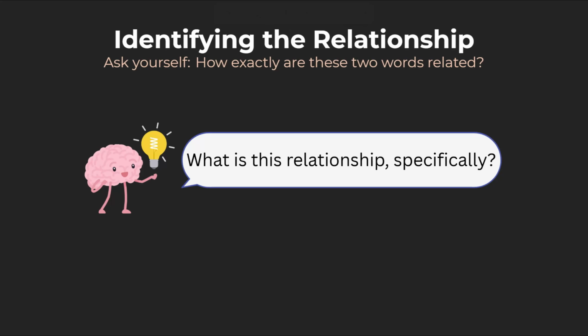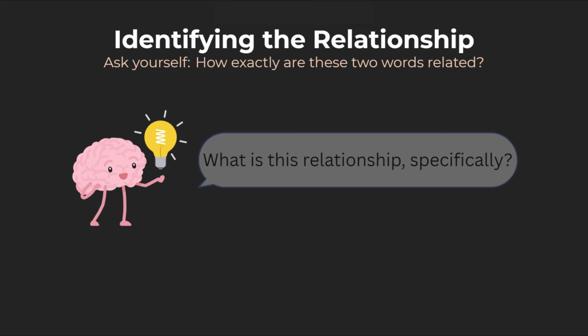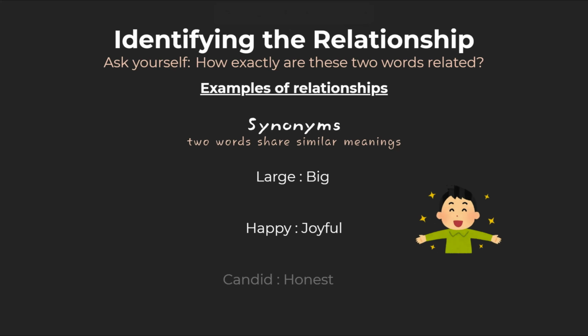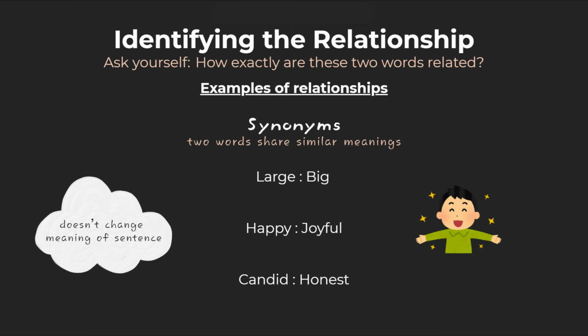There are a number of common relationship types that appear frequently on tests. We'll go through 13 types that you may come across when taking a test. Synonyms. In this relationship, the two words share the same meaning or very similar meanings. For example, large is to big, happy is to joyful, or candid is to honest. Here, the words can often be substituted for one another without changing the meaning of the sentence very much.